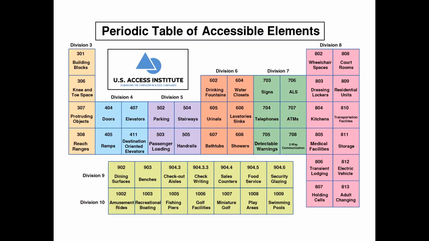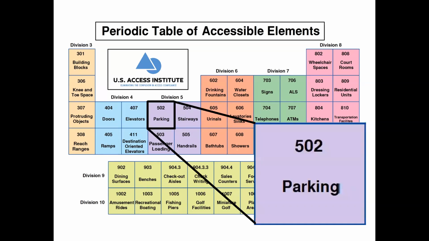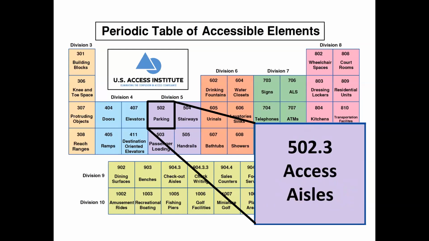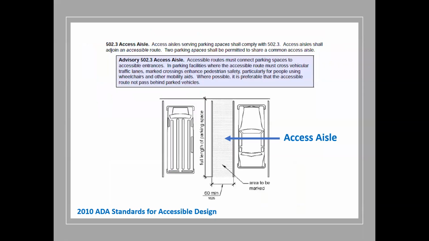Okay, here we go. First, we start with the periodic table of accessible elements. It's not a real table in the access standard sense of things, but hey, we want to make access fun. Next, we look at section 502 from the 2010 ADA standards, and that section covers accessible parking space requirements. Then we'll drill down to section 502.3, which covers access aisles. Then specifically, we are going to examine the DOJ advisory note.